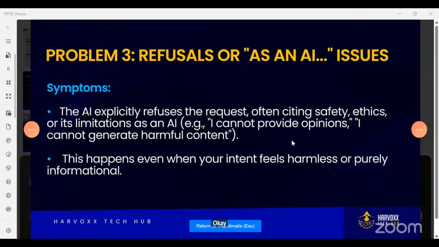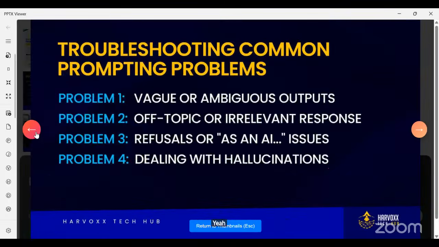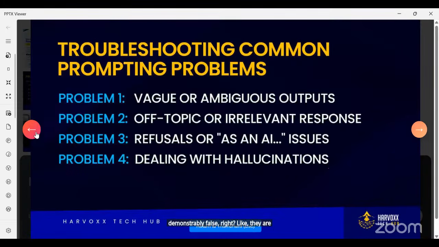Okay, so I think there is another one, number 4. Let me confirm. Yeah, it was 4. The last one is dealing with hallucinations. One of the symptoms for number 4 is that the AI confidently states facts that are demonstrably false, right? They are false, especially when compared to what you're asking.